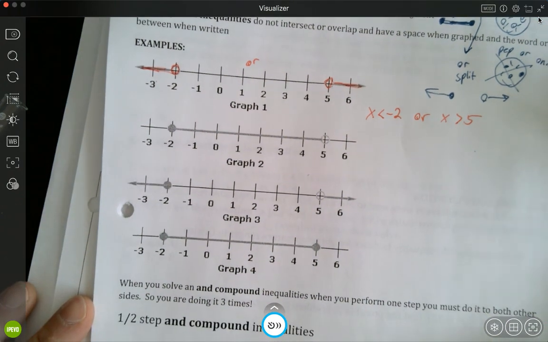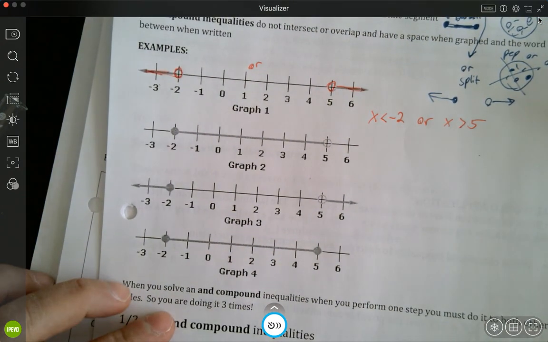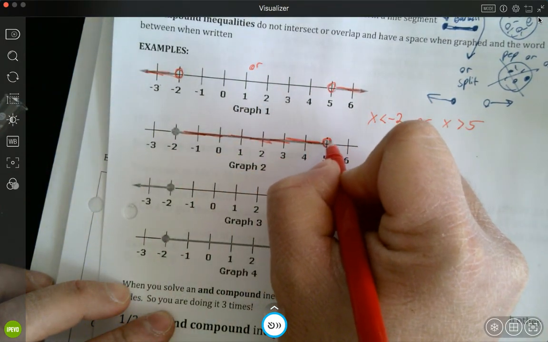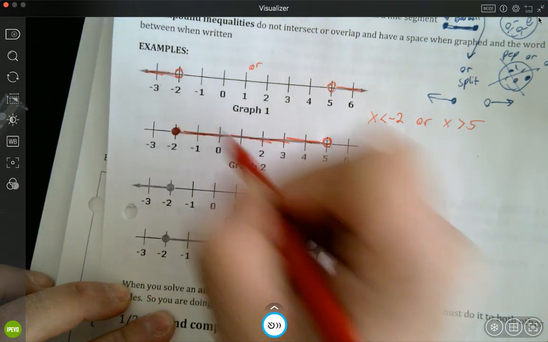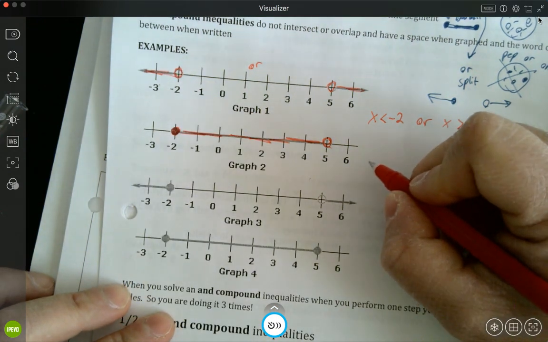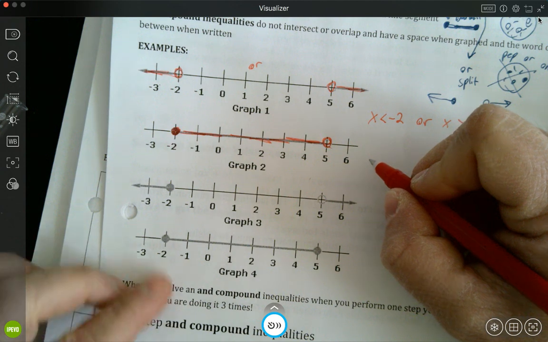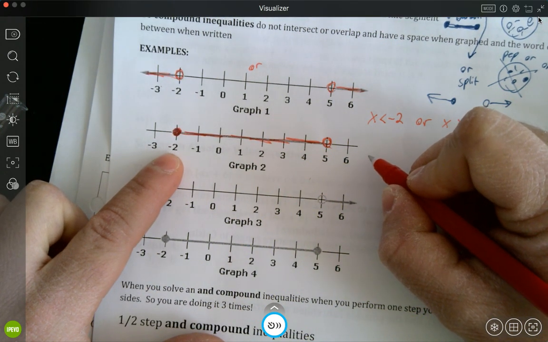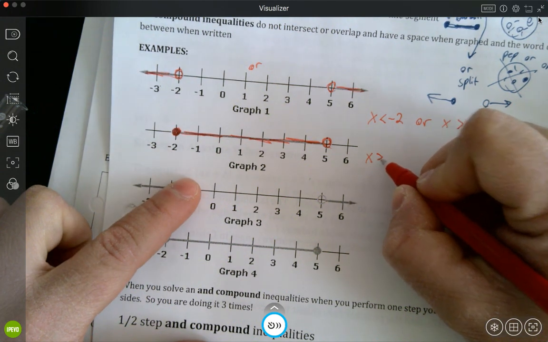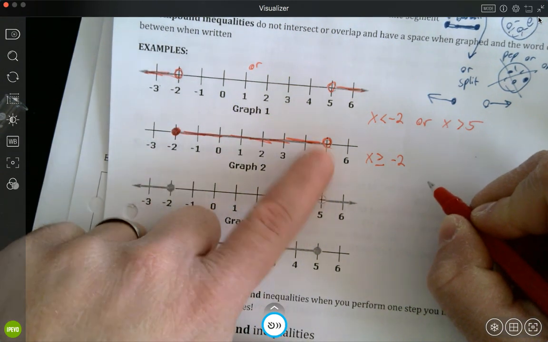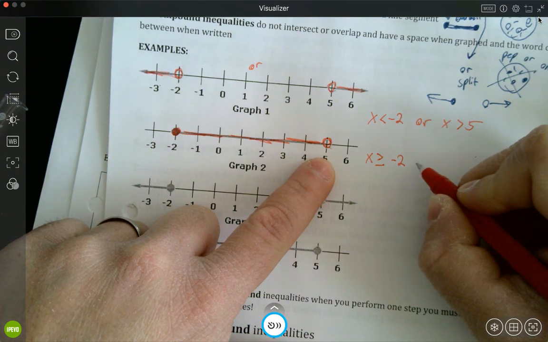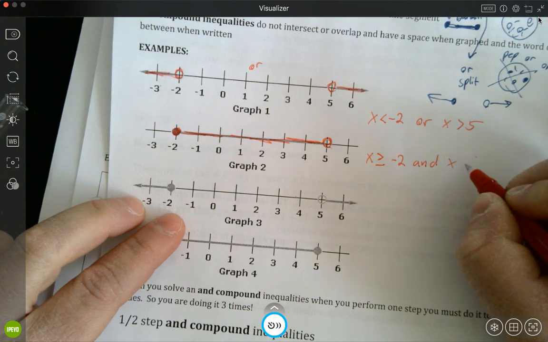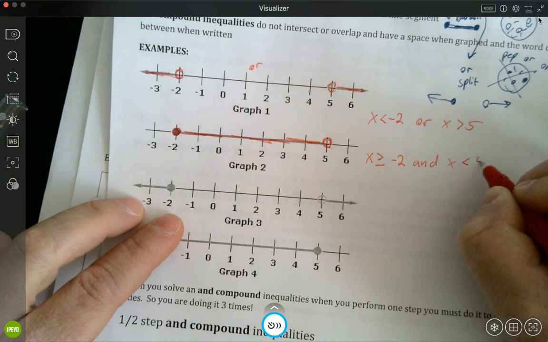Let's look at the next one, number 2. Interesting enough, with this one, we have the barbell, but one side's open for my inequality and one side is closed. So let's think about it. Maybe someone raise your hand. What would I write for this side? X is greater than or equal to -2. How about for this side? And you would write x is less than 5.